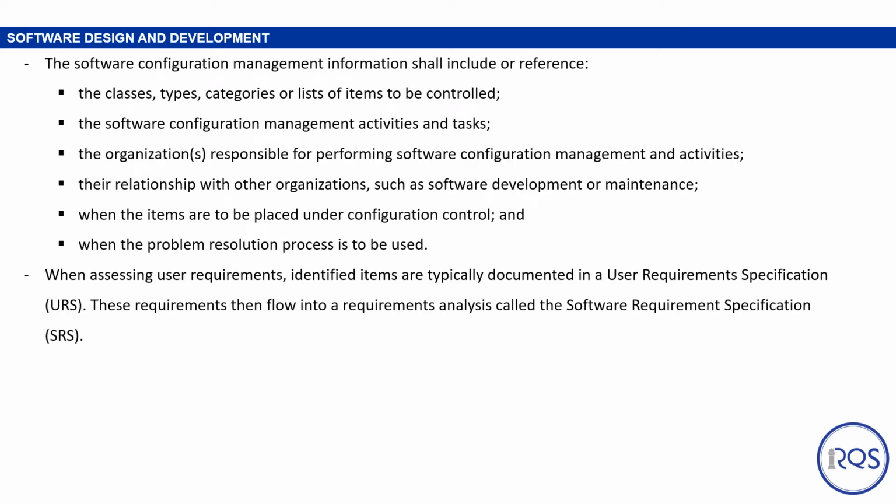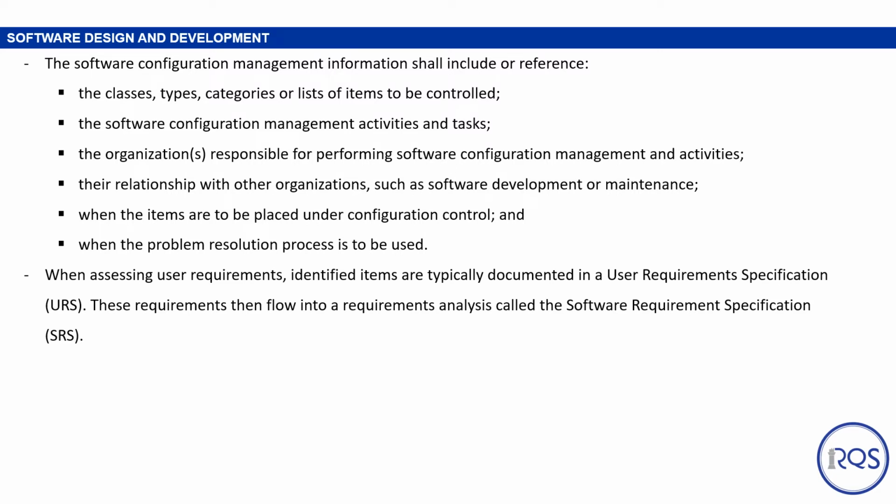The software configuration management information shall include or reference the classes, types, categories, or lists of items to be controlled, the software configuration management activities and tasks, the organizations responsible for performing software configuration management and activities, their relationship with other organizations such as the software development or maintenance, when items are to be placed under configuration control, and when the problem resolution process should be utilized.